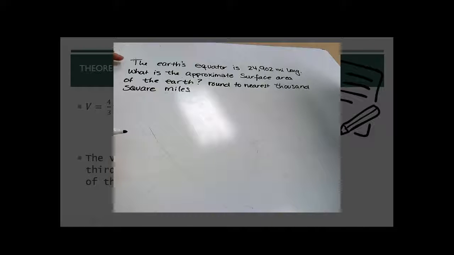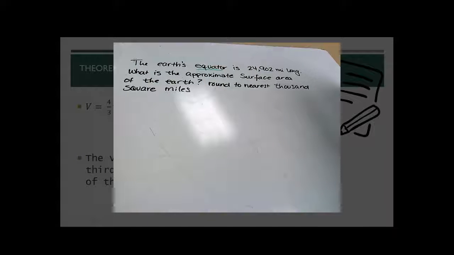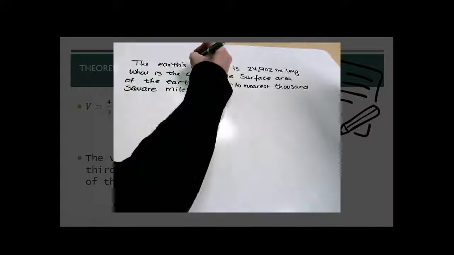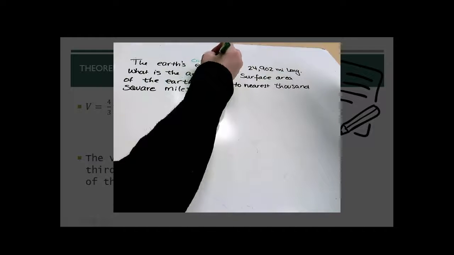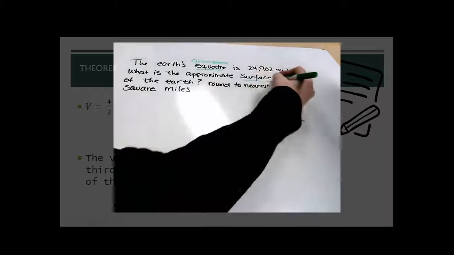You'll notice that it says the Earth's equator is 24,902 miles long. What is the approximate surface area of the Earth? And it's asking us to round our answer to the nearest 1,000 square miles. So when we think about this, first we have an equator, so we need to make a plan. The equator, we should know already, is actually the circumference of the Earth. And then it's asking us to find the surface area.